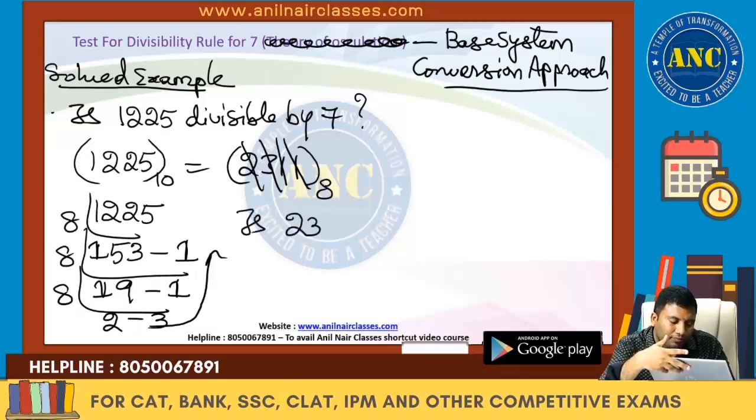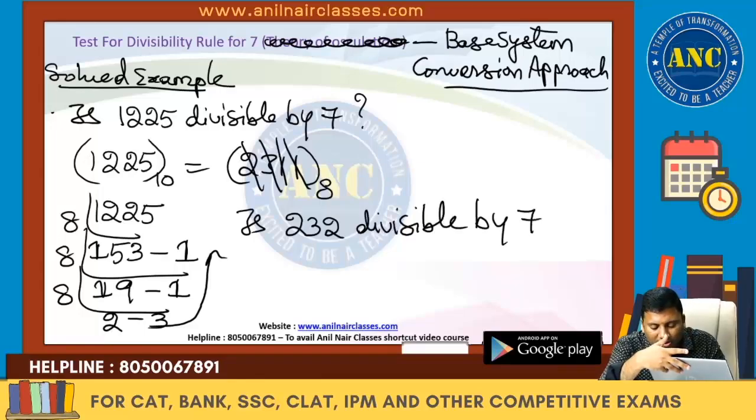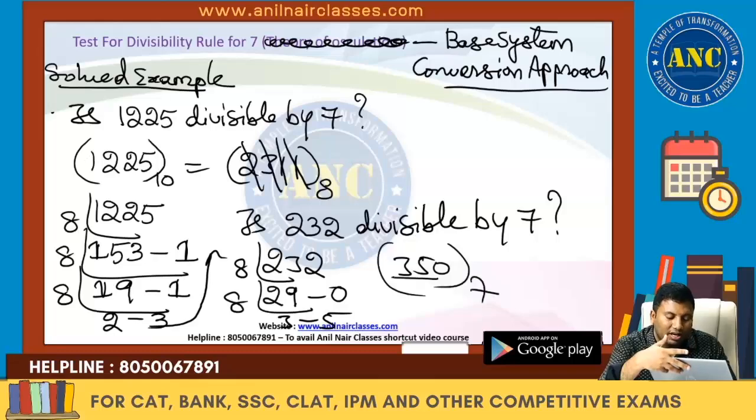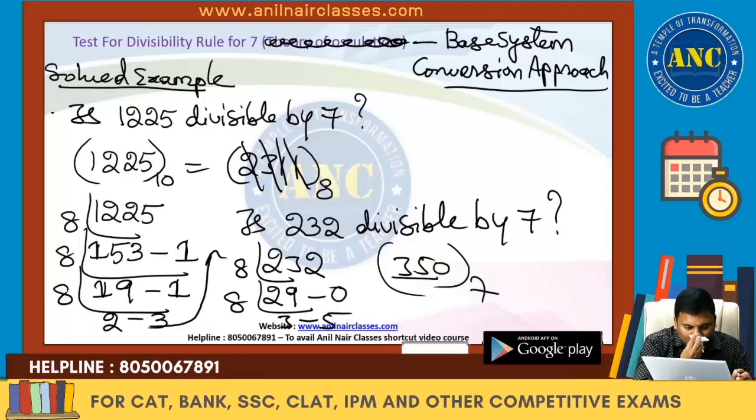Is 232 divisible by 7? 232, I will divide it by 8. 8 2s are 16, 72. 8 9s are 72, 0. 8 3s are 24, 5. 350 in base 8. 3 plus 5, 8. 8 is not divisible by 7. So 232 is not divisible by 7.